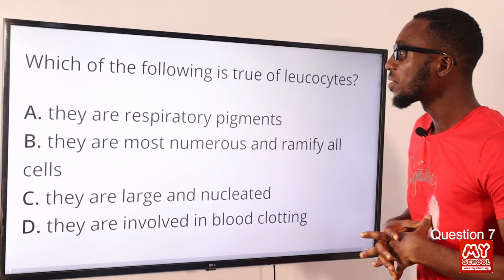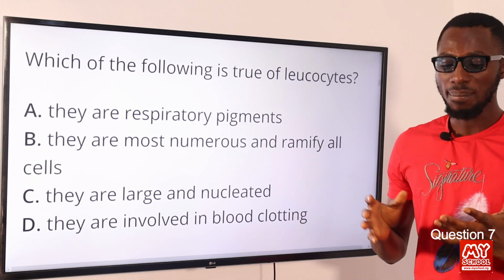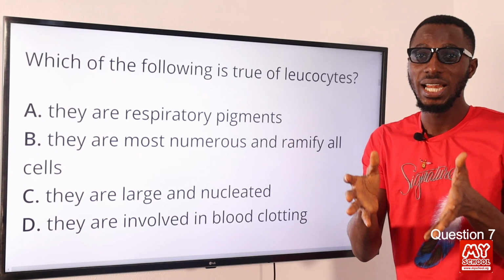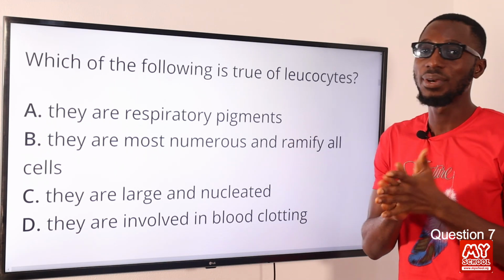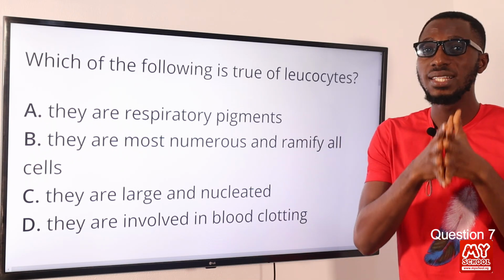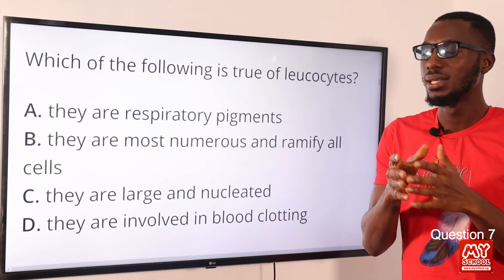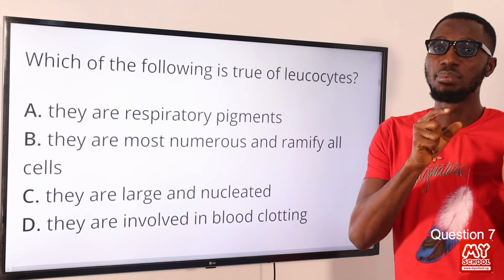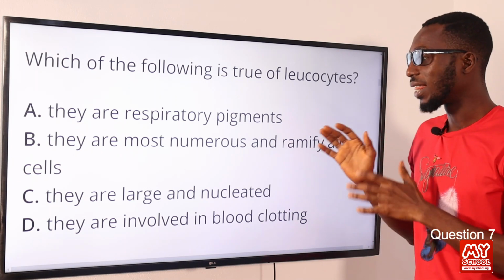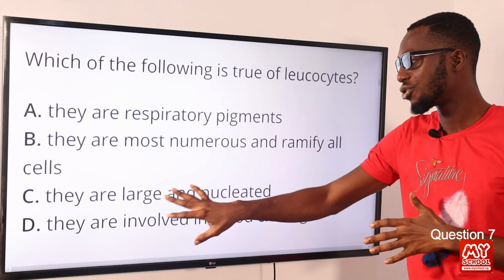7. Which of the following is true of leukocytes? When you talk about the blood cells, we are talking about the red blood cells or the erythrocytes. We are looking at hemoglobin, that is the oxygen carrying pigment. When you talk about leukocytes, we are looking at white blood cells, and they are responsible for body defense. They are larger than the red blood cell, and they are also nucleated, of course. So I think I've presented the answer. Which of the following is true of leukocytes or white blood cells? They are large and nucleated.